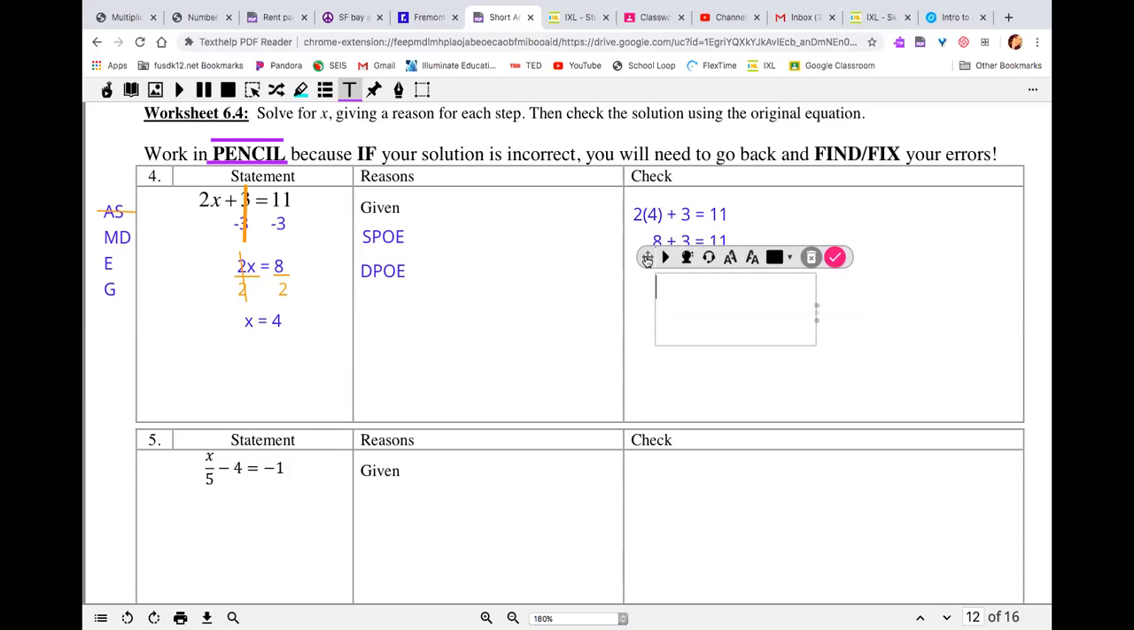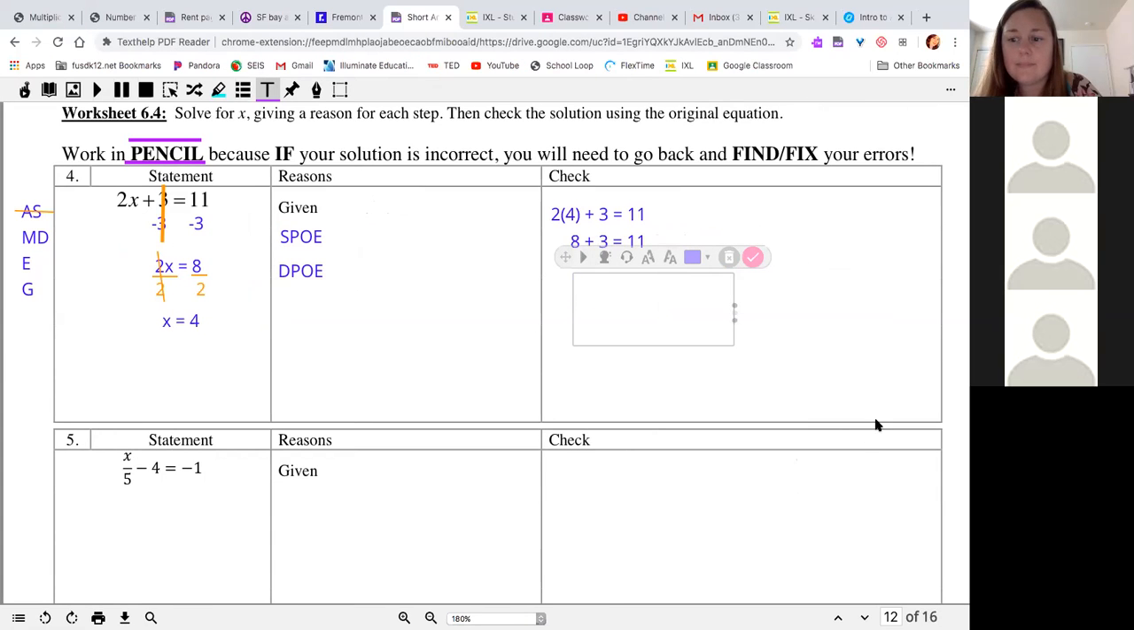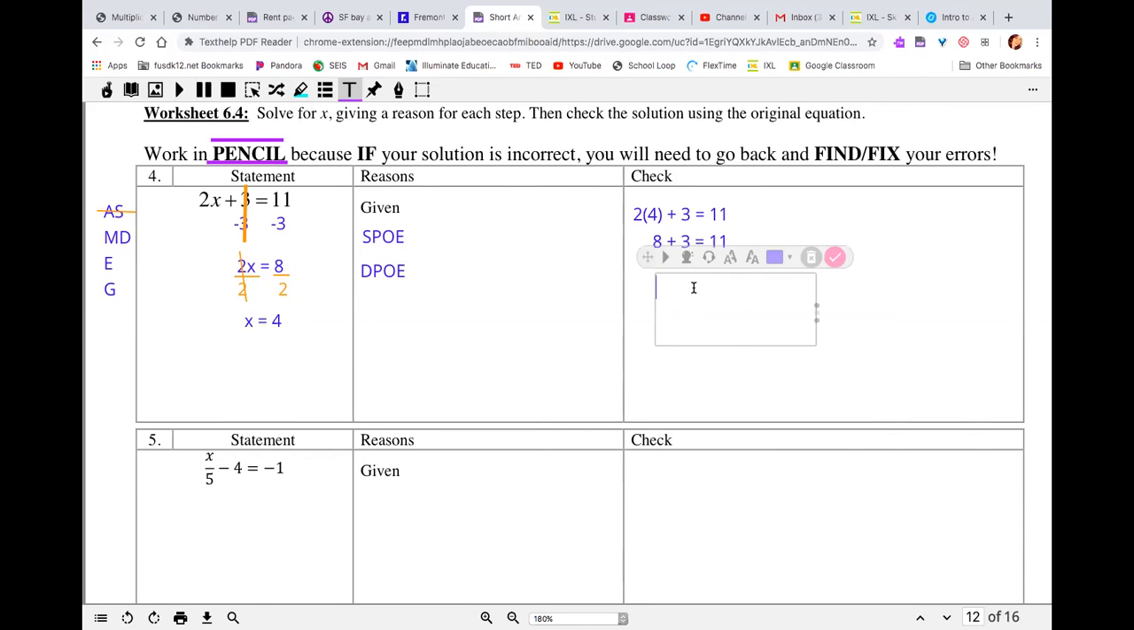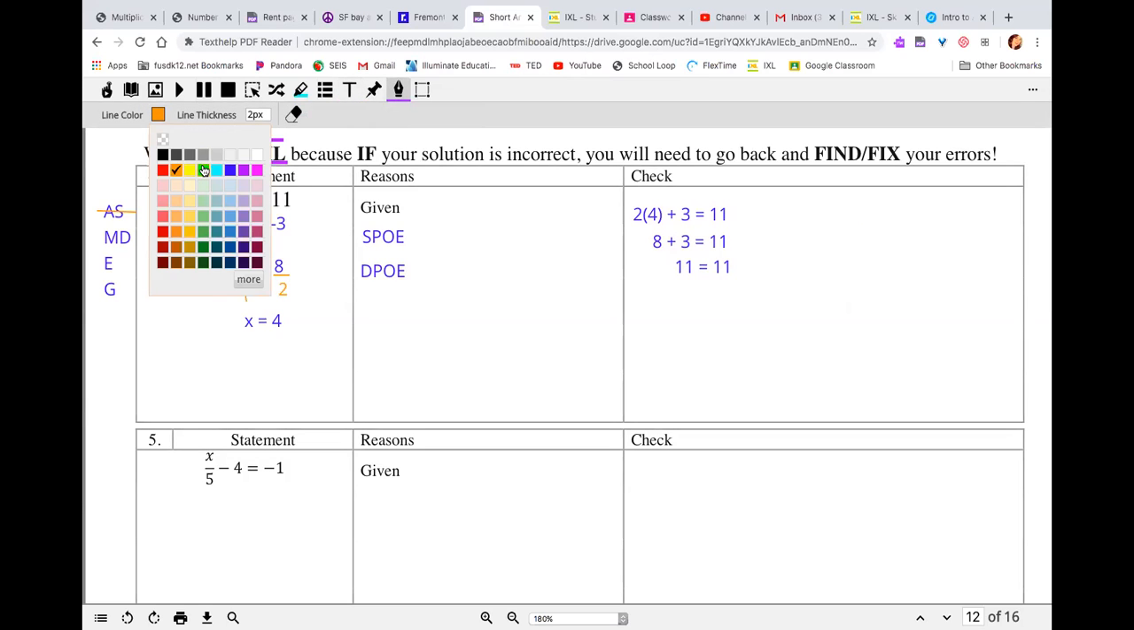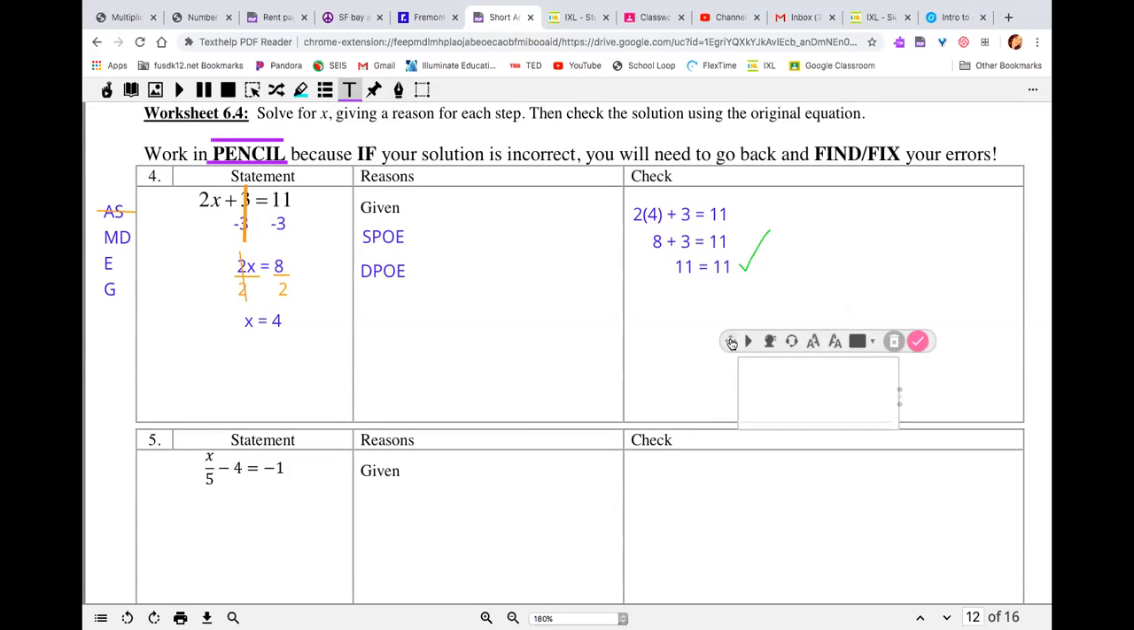Now I'm looking at 8 plus 3. 8 plus 3 is 11. 11 equals 11. All right, do they match? Yes. Cool. All right, 11 equals 11. So this statement is true.